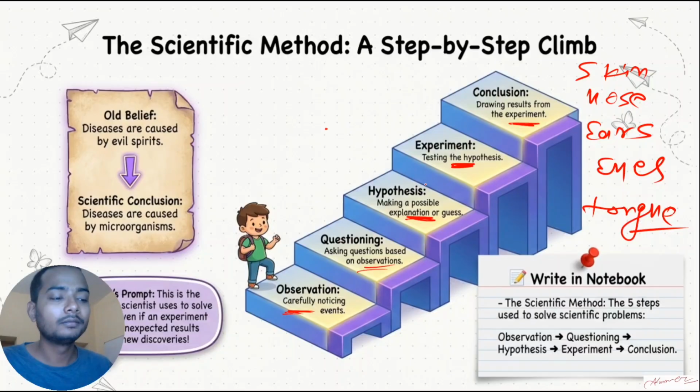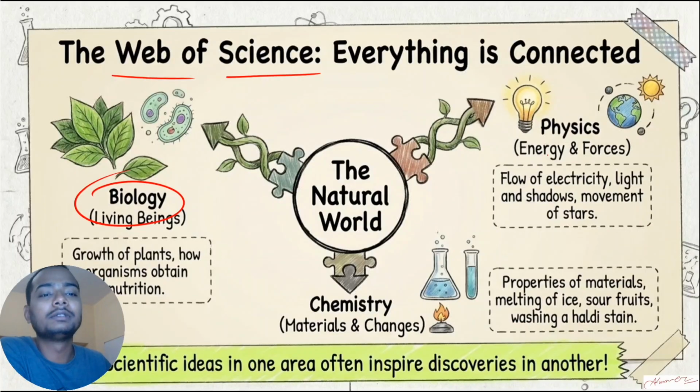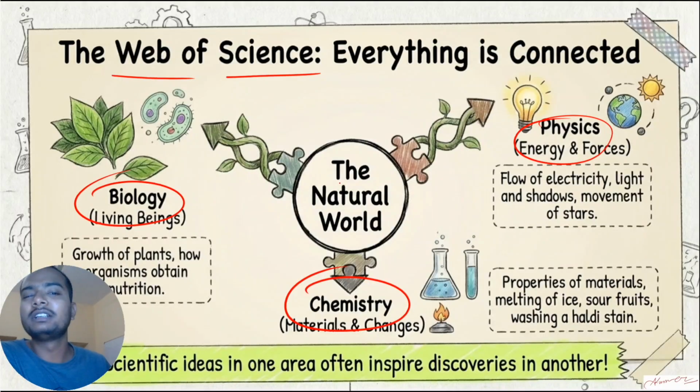Clear? Fine. Now, talking about the next one, our next topic is the web of science. In the web of science, we talk about biology, physics, and chemistry. So these are not separate subjects in themselves. They are all interconnected. Acha, talking about biology.